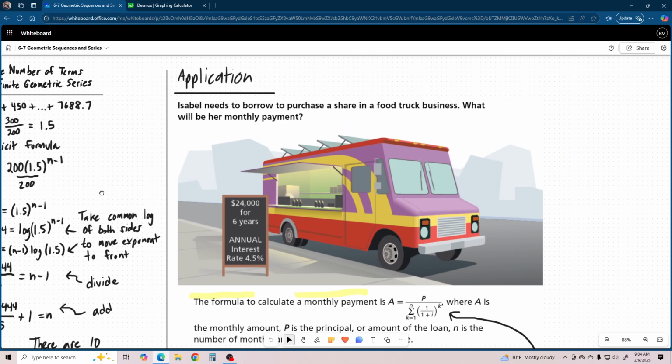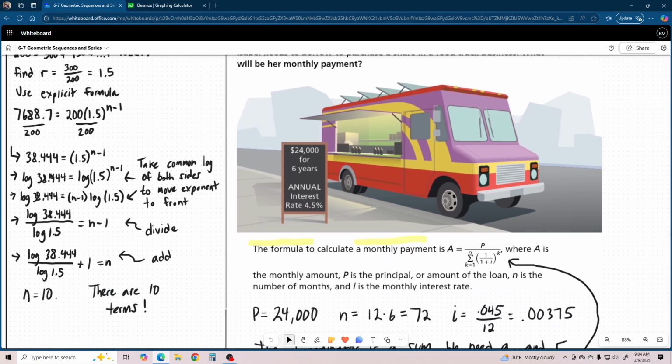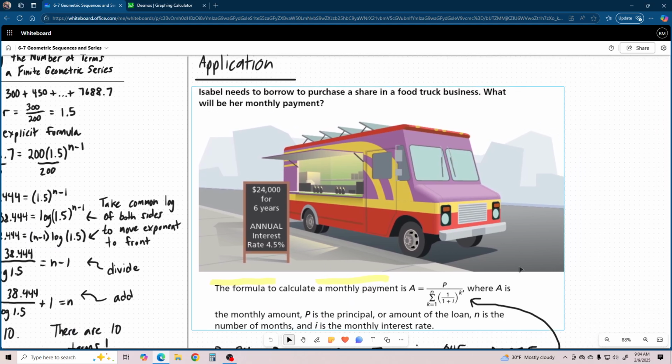So yeah, that was awesome. I love that problem, because not only did we get to use our series to find n, we got to use logs in a real problem. It's always tons of fun. All right.